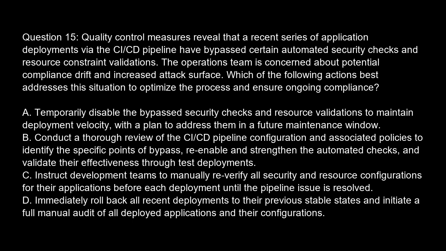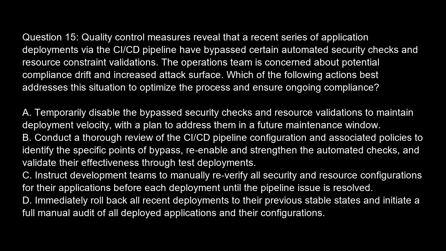Option A. Temporarily disable the bypass security checks and resource validations to maintain deployment velocity, with a plan to address them in a future maintenance window. Option B. Conduct a thorough review of the CI/CD pipeline configuration and associated policies to identify the specific points of bypass, re-enable and strengthen the automated checks, and validate their effectiveness through test deployments.